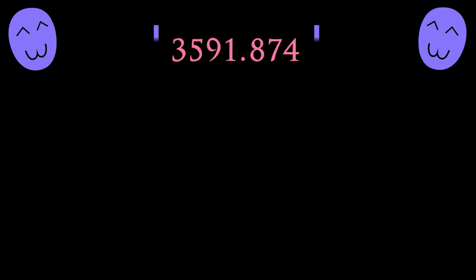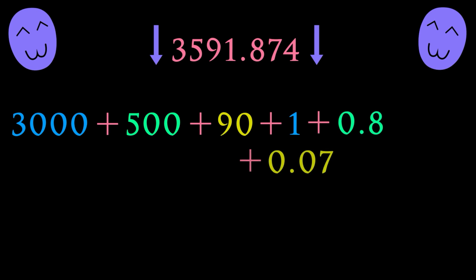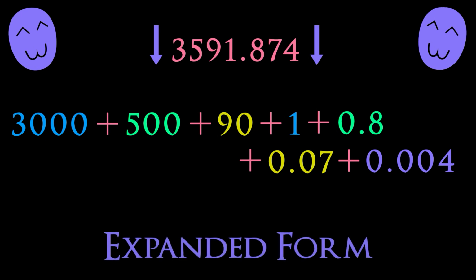Writing decimal numbers in expanded form is exactly the same as writing whole numbers in expanded form. For example, the number 3591.874 in expanded form is 3000 plus 500 plus 90 plus 1 plus 0.8 plus 0.07 plus 0.004.